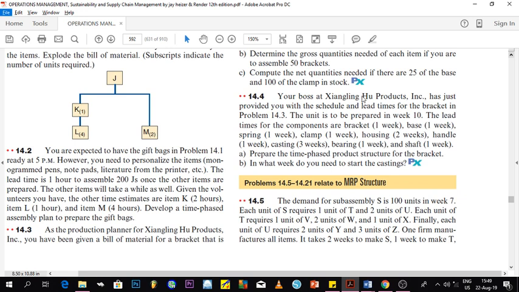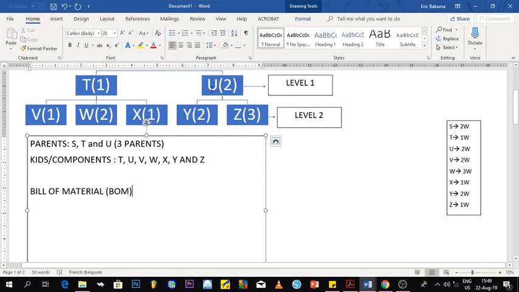Hey guys, welcome to the third part of MRP. Well, this video is coming straight after the video that we did about exercise 14.5, which is about this company that manufactures a sub-assembly called S. So as I recall, in that video, this is the solution to the exercise.